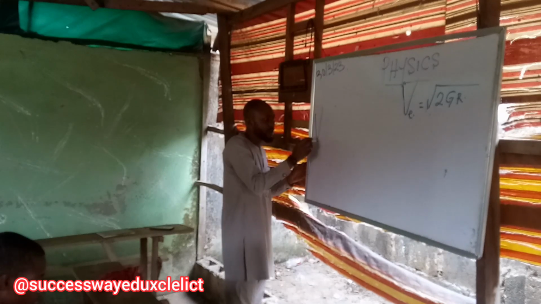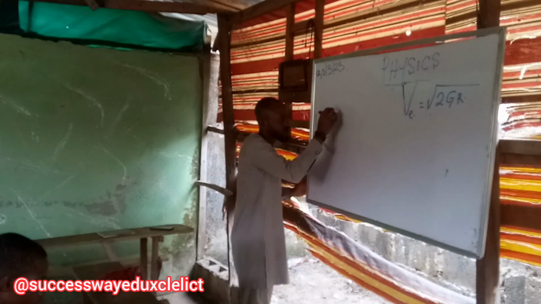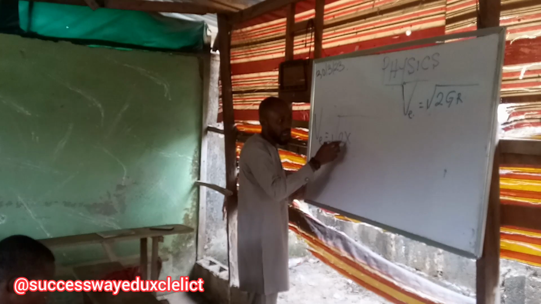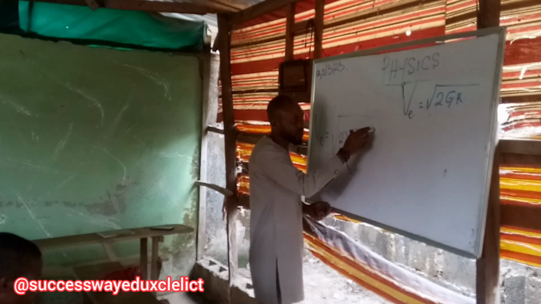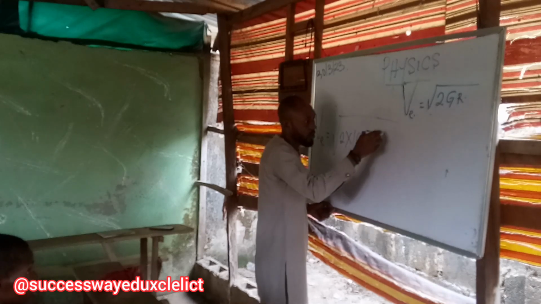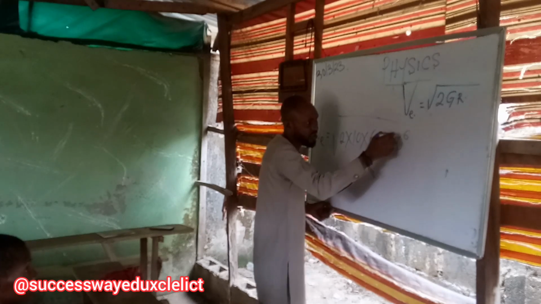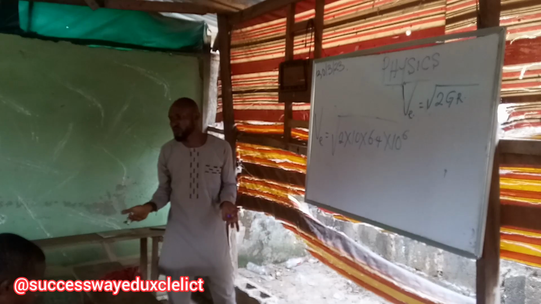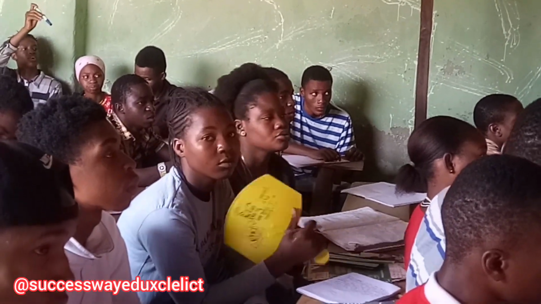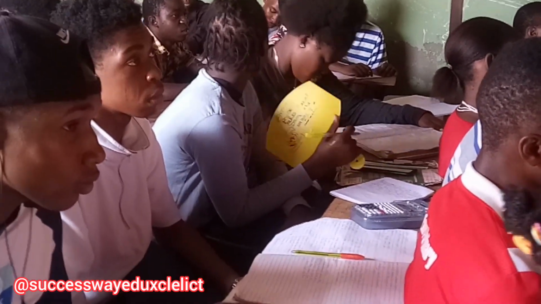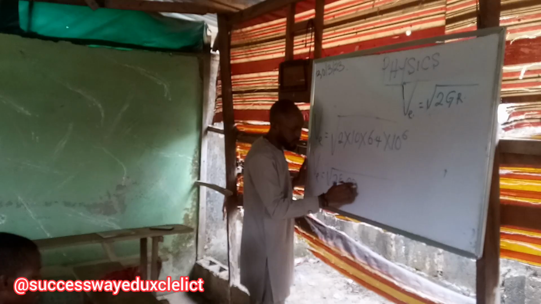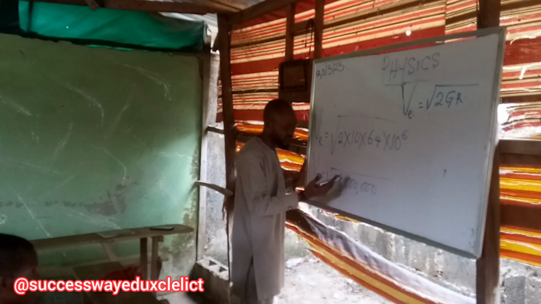Escape velocity here is going to give us 2 times our g, which is 10, times our radius, which they gave to us from the question, 6.4 times 10 raised to power 6. That's all. This is what I'm expecting you to do. And at the end, escape velocity, I believe you should have the square root of 28 million?